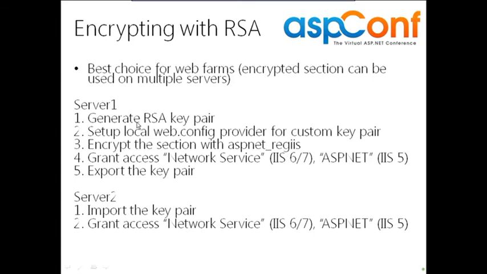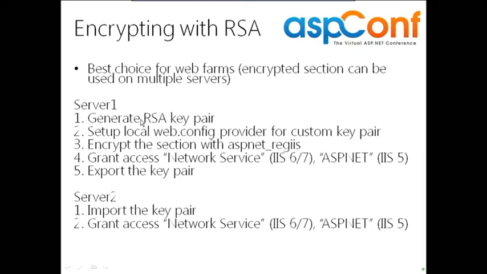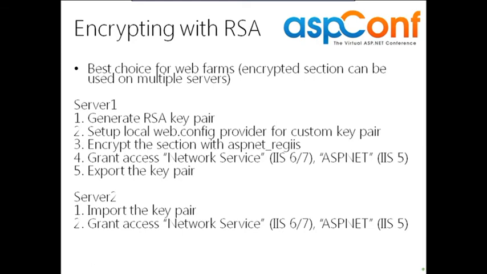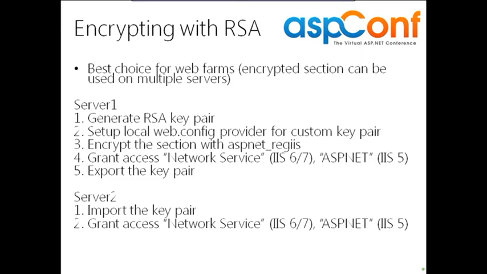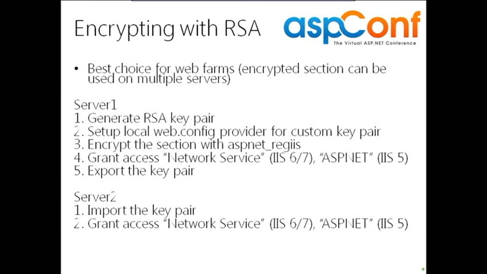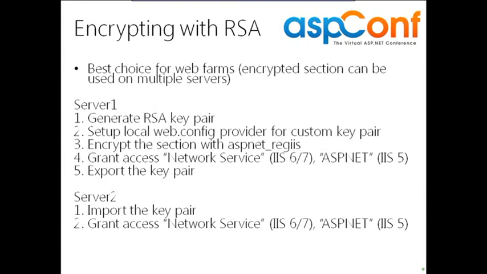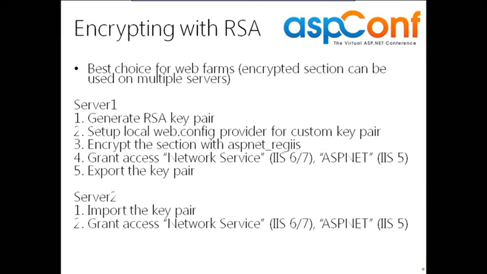So the first thing you do is, on a given server, I would generate an RSA key pair. I need to set up my local web config to know about that key pair. I will encrypt my web config using the ASP.NET Reg IIS utility. I'll grant access to the key for the right ID, and then I will export that key pair. So I've gone on one server, created a key pair, and encrypted my web config. Now as that web config moves to my stage server and my production servers, I need to go to each of those servers and import that same key pair so that it knows how to do the decryption. So let's take a look at how this works.